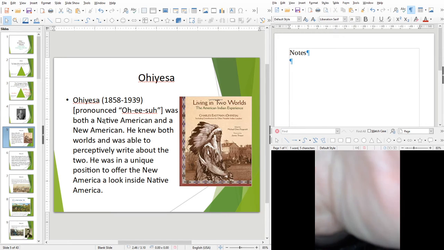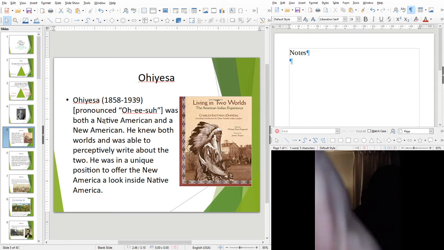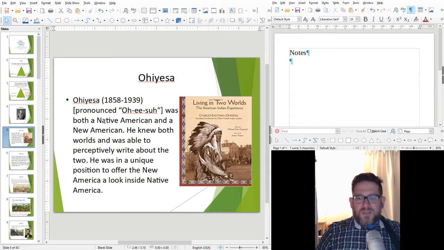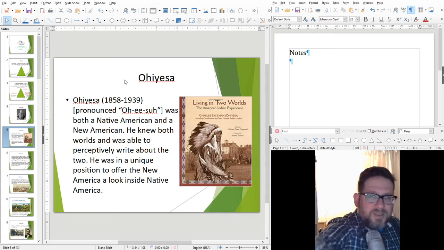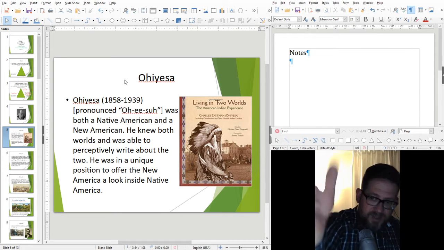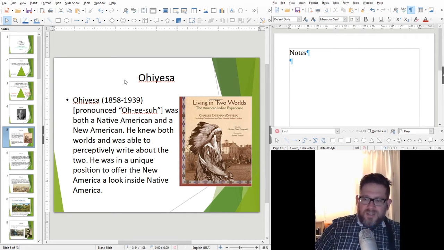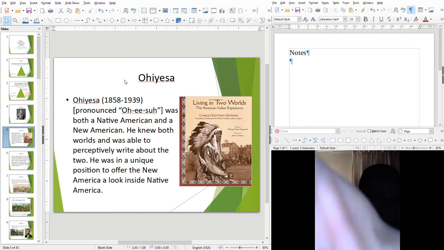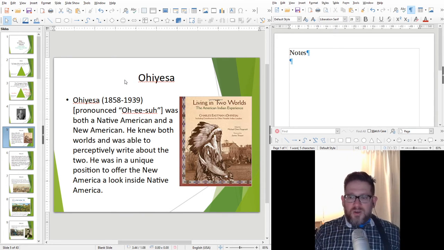I'm trying to get this to be more centered. That's less centered. Okay. Should I go the other way? No, it doesn't seem to matter that much.